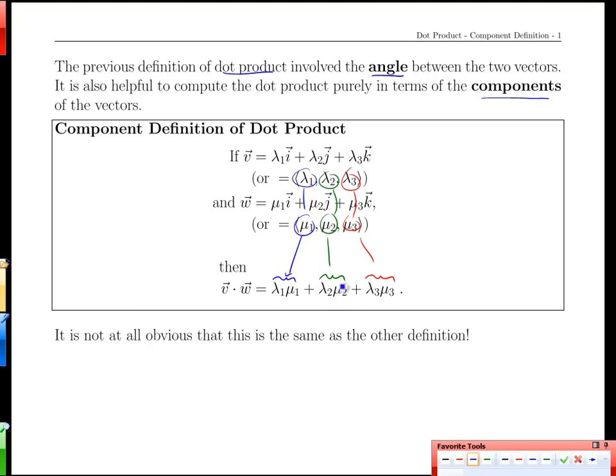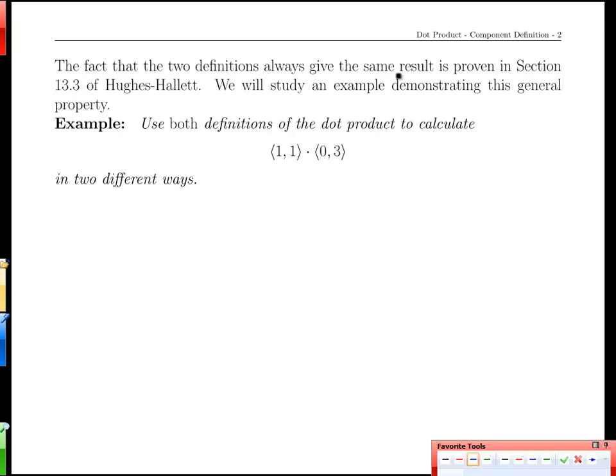And it's not at all obvious, but it's true that this calculation with components gives us the same value as we would have gotten if we'd found the angles and done the cosine and the lengths. Now, doing that as a proof to show those are the same thing takes a bit of work, but you can take a look in Hughes-Hallett and see how that works. For now, we'll simply illustrate it with one example.